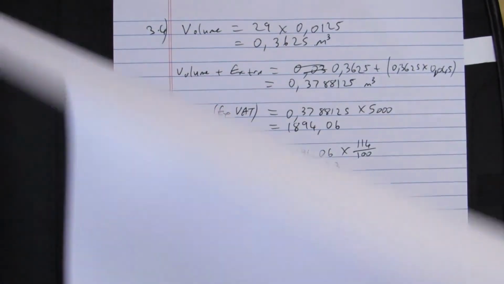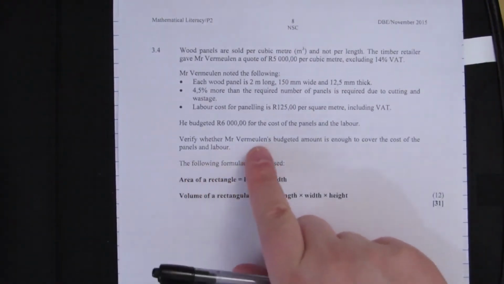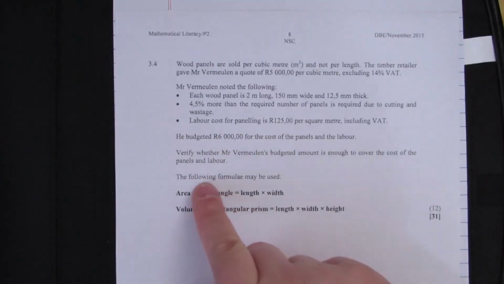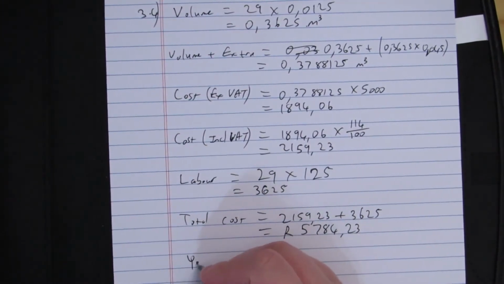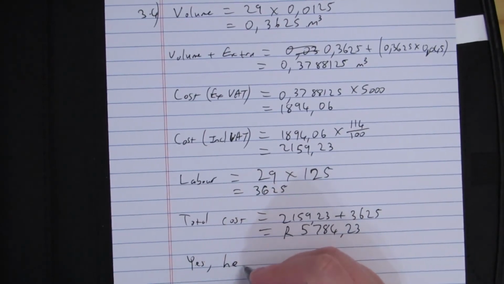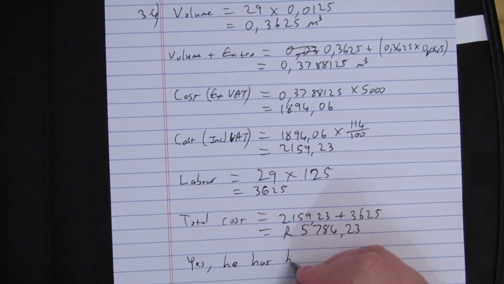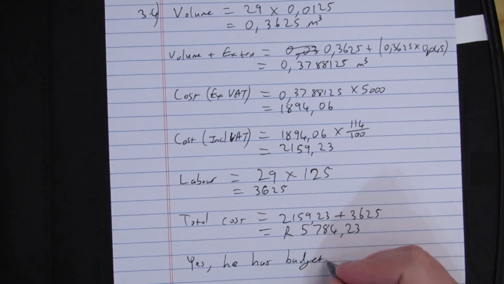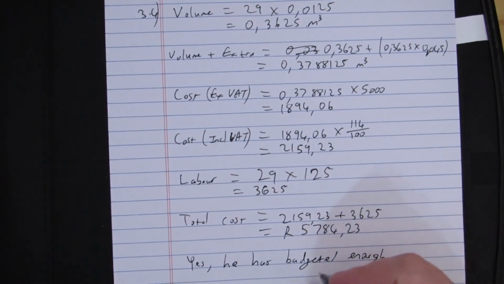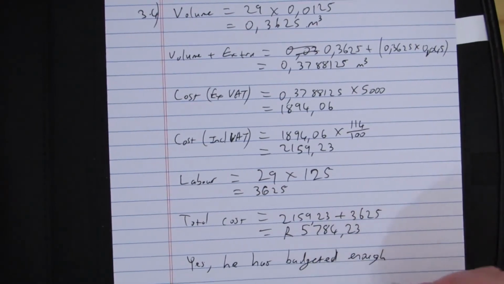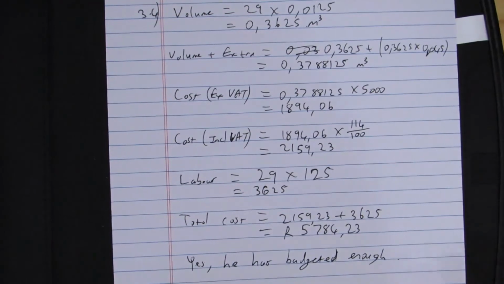They asked us, he budgeted for 6,000 rand, verify whether he has budgeted enough. It's verification, so you're required to give us the last answer. Yes, he has budgeted enough. We're happy with that. And those would be your 12 marks.